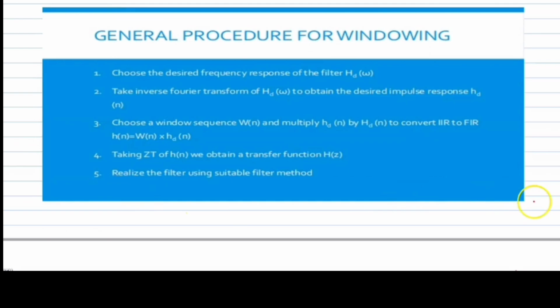And you have to multiply it with HD of n in order to convert my IIR filter into an FIR filter. So H of n is equal to W of n into HD of n. Then you take the Z transform of H of n in order to obtain a transfer function H of Z. Then realize the filter using a suitable filter method.